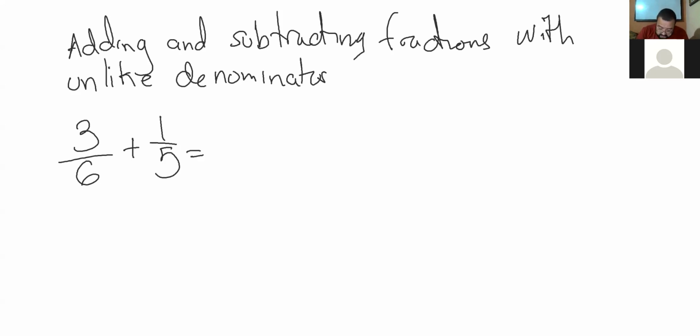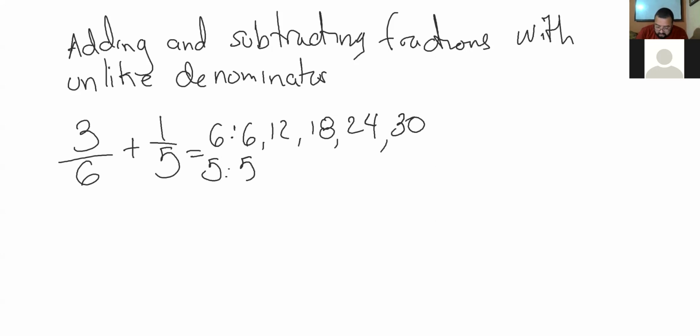Step number 1 is taking apart the denominators and looking for the least common multiple. Multiples of 6 are 6 times 1, 6. 6 times 2, 12. 6 times 3, 18. 6 times 4 is 24. And 6 times 5 equals 30.